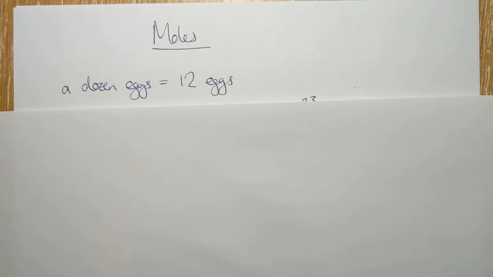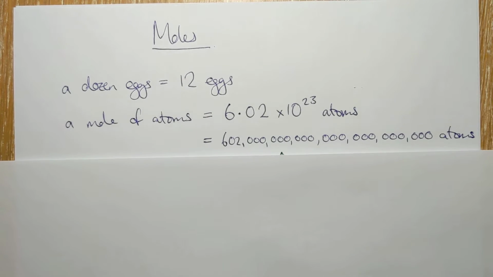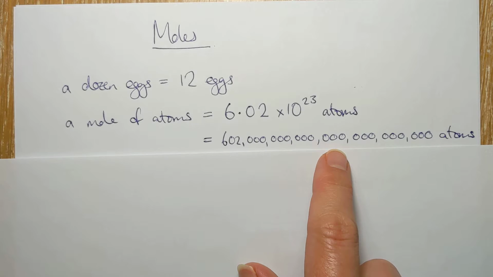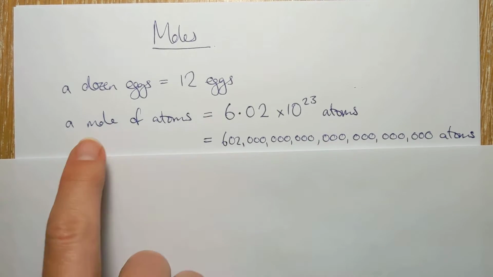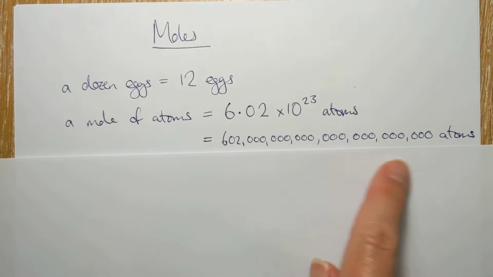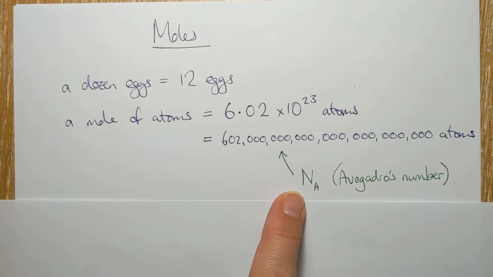Okay, so in the same way that when we say a dozen eggs, we know that means 12 eggs. When we say a mole of atoms, that means this many atoms, and that is, to write it out just for full effect, that many atoms. This is obviously a very unwieldy number, so it was a good idea to come up with a new unit which was easier to be handling than this great big thing. And the number itself is called Avogadro's number, and its symbol is capital N subscript capital A.